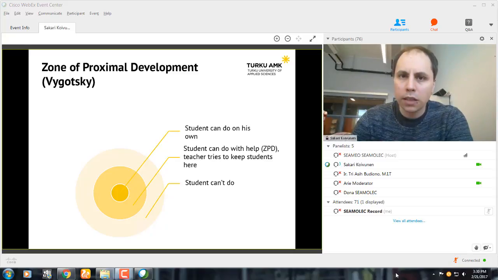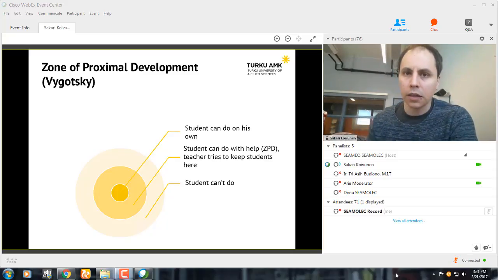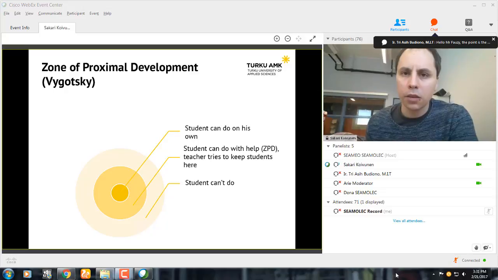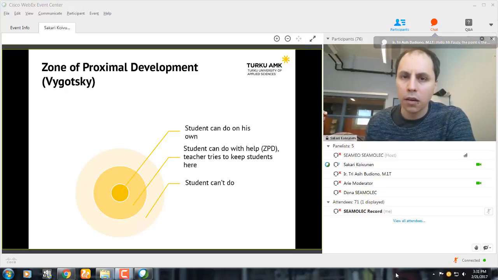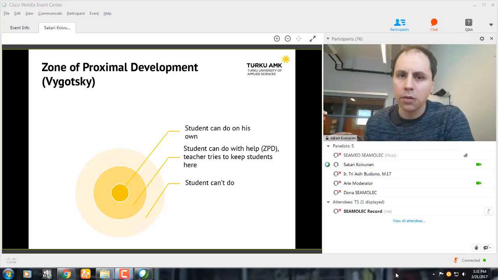And this is where the learning actually happens, and the main task for the teacher is to keep students in that area. So students need to be able to solve the problems, but the problems need to be difficult enough so the students keep learning. And the role of the teacher is to understand the progress of the students and understand how they might guide the students so that they will not face too difficult tasks.